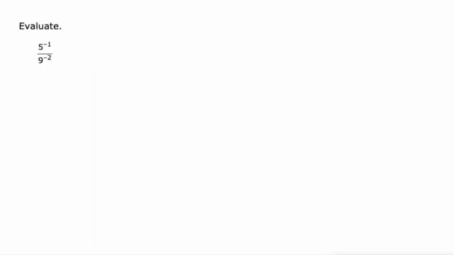Negative exponents, I don't see any, they don't have the same base, so we have to know the negative exponent property. This is really 9 squared over 5 to the first. So you flip the one that's on bottom to the top to make the exponent positive, and same with the one that's on top, you flip it to the bottom of the fraction to make the exponent positive. So 9 squared is 81, 5 to the first is 5, we'll just call this 81 over 5.